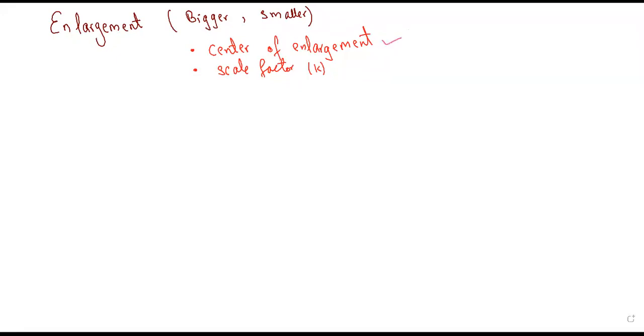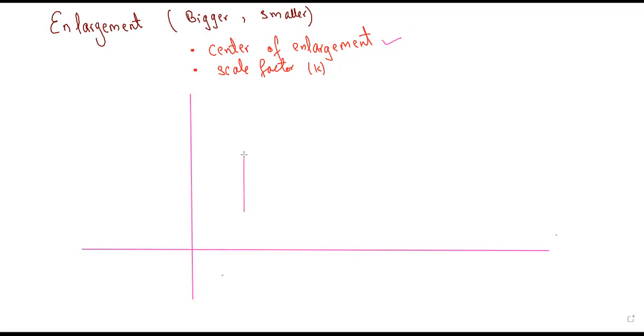We are going to focus on this now. All right, let me make a diagram quickly. So let's say you have two triangles. This is the first one. And then this is the enlarged triangle.